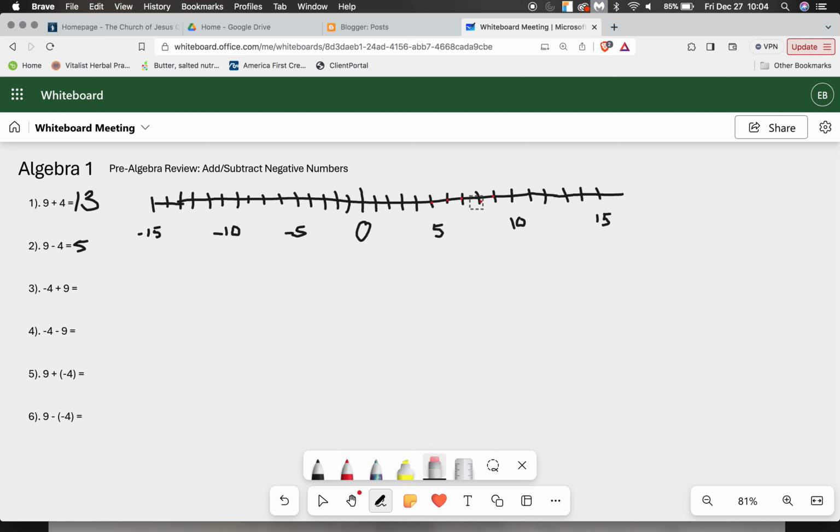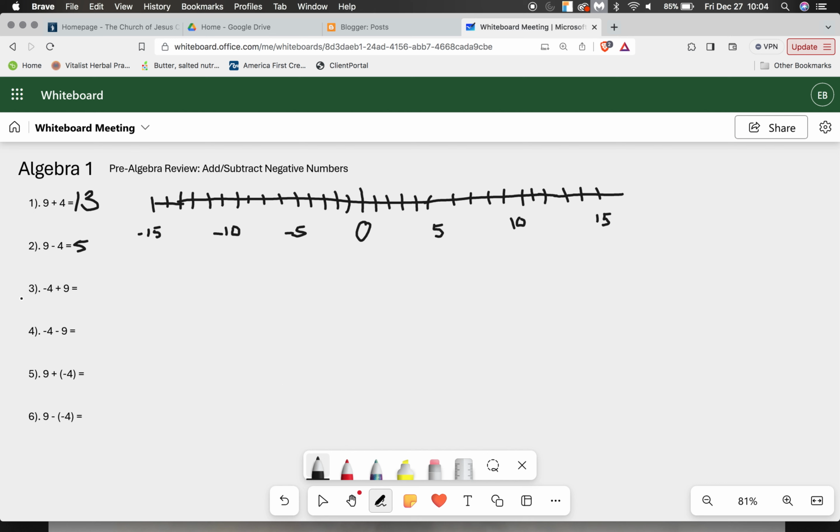I don't think I'm going to get rid of those red dots. Maybe I will. I'll just redraw this number line. Oh no! That was more than I wanted. Hold on while we troubleshoot. 5, 6, 7, 8, 9, 10, 11. This is a very bad number line.